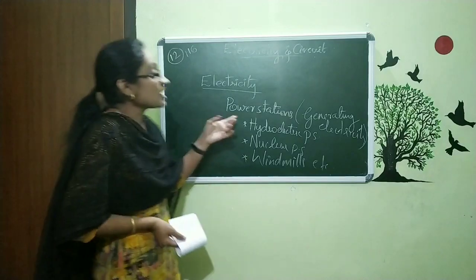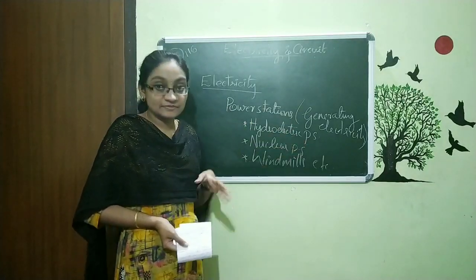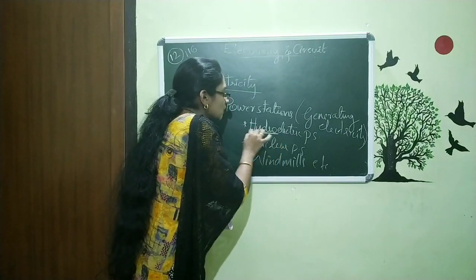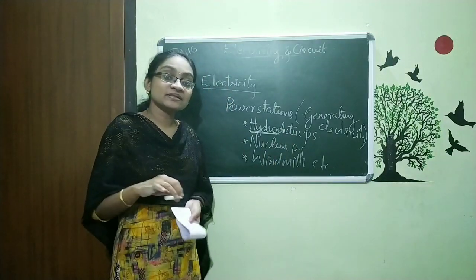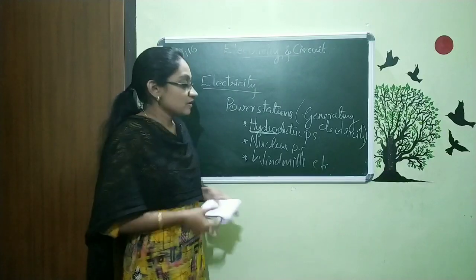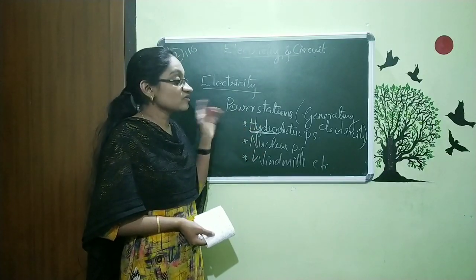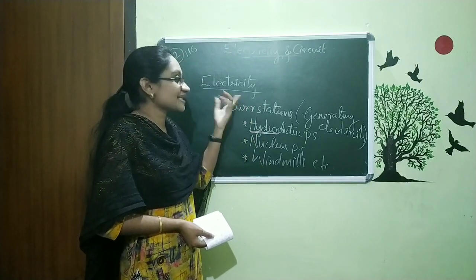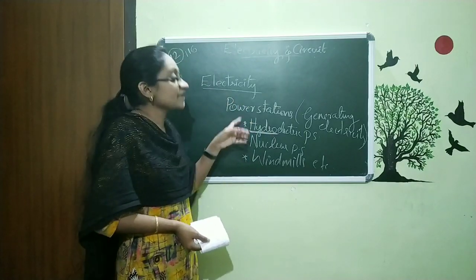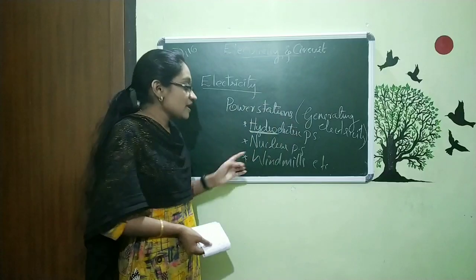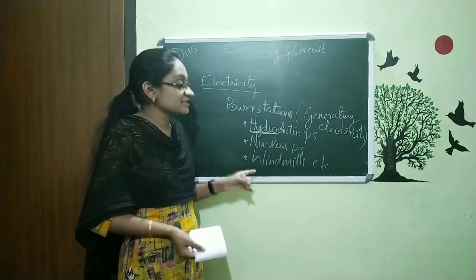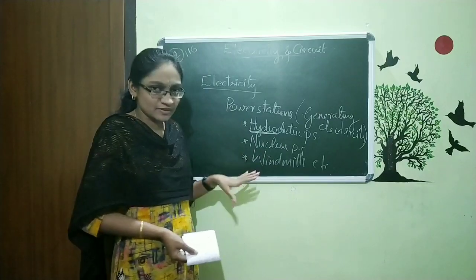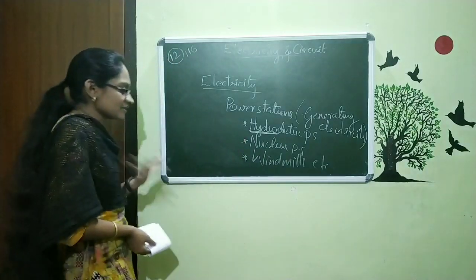The hydroelectric power station means here we are utilizing water. What is this hydro? Hydro means water, simply water. Here we are utilizing the water and using that water we are generating electricity. That is a hydroelectric power station. And for the nuclear power station we are utilizing nuclear energy. Just remember the terms only. You can study that in detail in the higher classes.